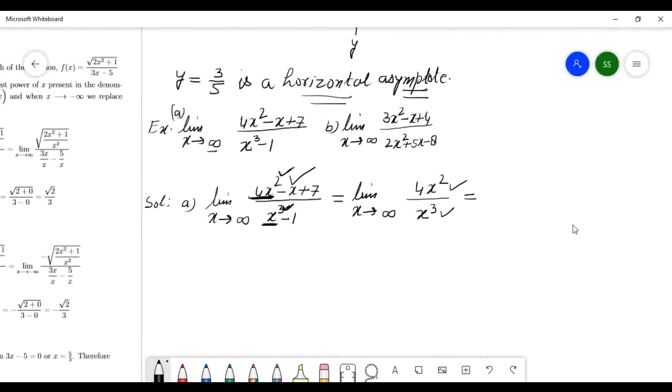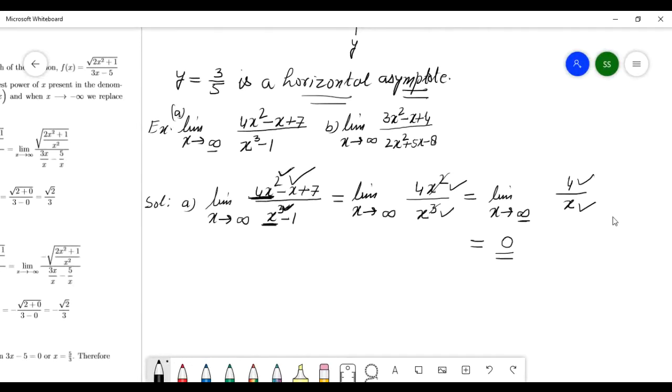This is equal to what? See, 4x square divided by x power 3. What is left, with x going to infinity, is 4 over x. This is equal to what, when x goes to infinity? A number over infinity, what will happen? A number over infinity will be 0. This is the answer. This is equal to 0. Right?